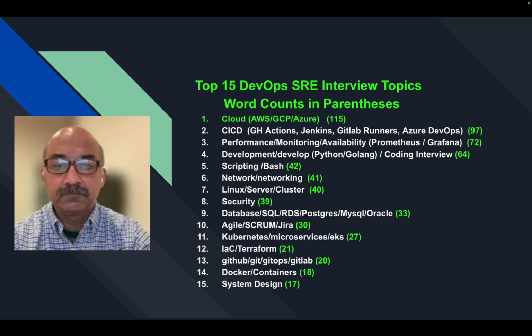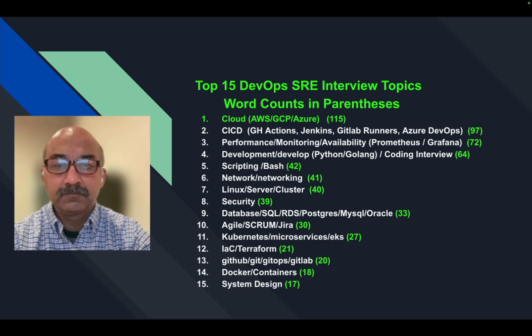Next one is CI/CD, 97 times. Performance or monitoring or availability or Prometheus, Grafana, those things came out 72 times, and you get the idea, right? At the very bottom, we have system design that came up 17 times in different forms. So you get the idea what tools or what technologies or what topics are more important for you to practice.